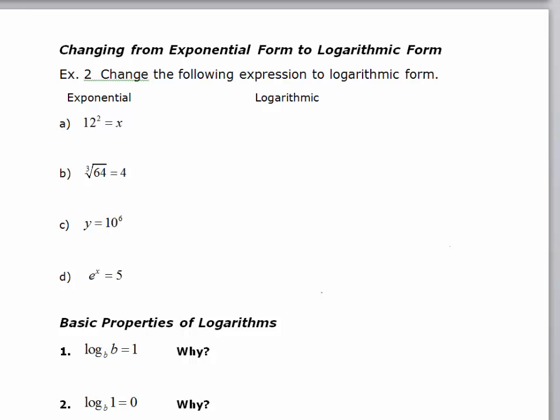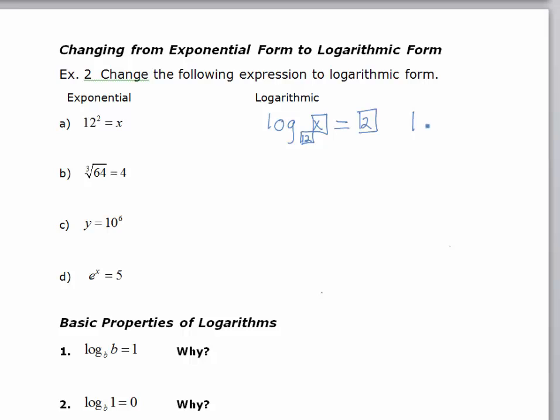Now let's convert from exponential form to logarithmic form. We know that if I want to convert to logarithmic form, I need to write the word log. I know I need a base. I know this would be the exponent, and then in here the argument of the log is actually the answer of the exponential. So the base is 12, the exponent is 2, and the answer is x.